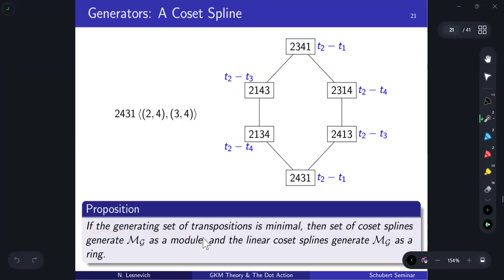And the result in this area is that if the generating set is minimal, then I can build my set of coset splines. I'll take every coset of every reflection subgroup, and that set is going to generate my module of splines. It is going to be nowhere near minimal, I should add. There are going to be way, way more cosets than the dimension of the space or the rank of the module. And baked into that is that if I only take the linear ones, by multiplying things together, I can have them as a generating set for the ring.